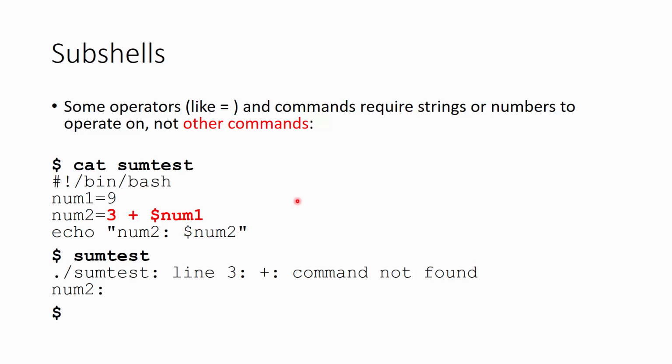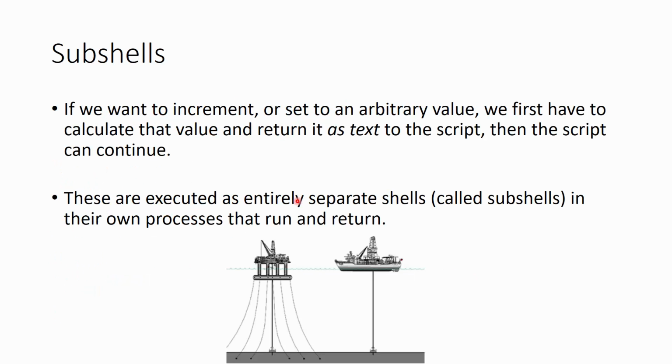So this is why we need subshells. If we want to increment or set some arbitrary value, we have to calculate that value first, and then return it as text to the script or to the rest of the command that's running, and then that script can continue. So these get executed as entirely separate shells, i.e., the script actually executes a whole new bash shell, a whole new process, just to run the dinky little command inside the parentheses, and that's called a subshell.